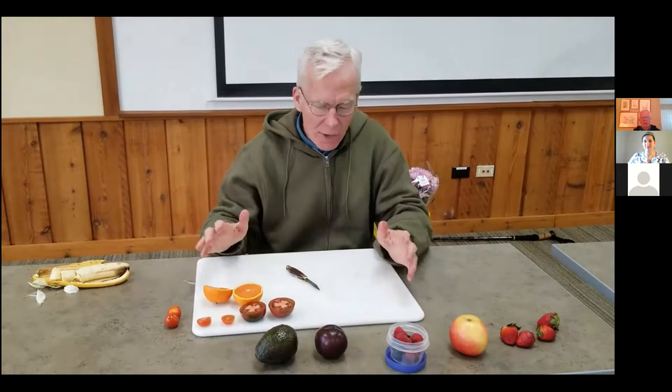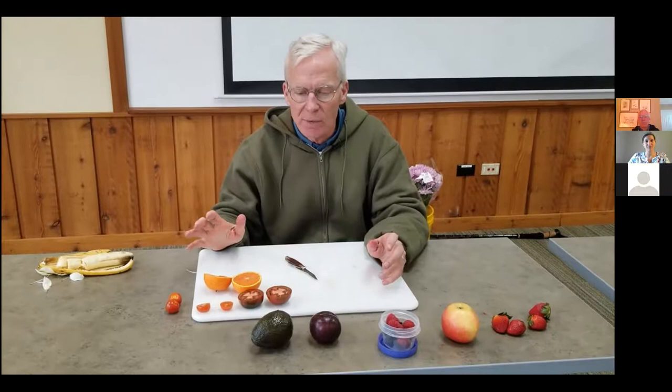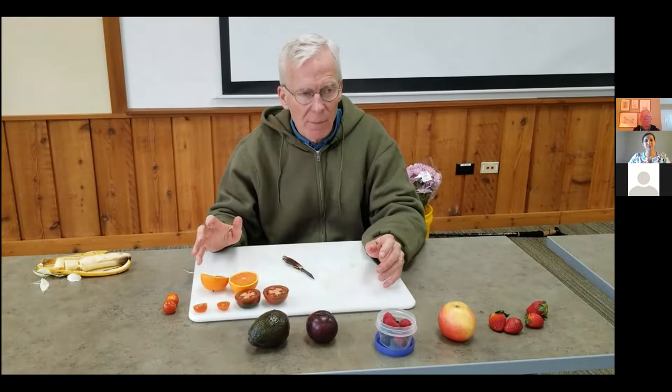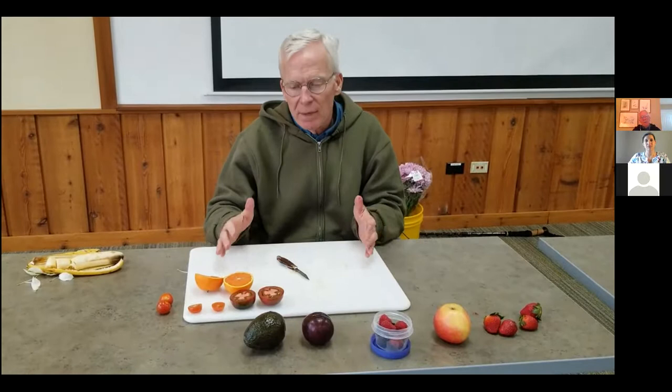Now banana. Sometimes you can see just tiny little black dots in there. That's the remnant of what the seeds would have been. The bananas you eat are hybrids. Of the two parents, one parent was diploid. In other words, if you remember when I was talking about diploid and haploid earlier, diploid means it's like you and me. We have two copies of genes.